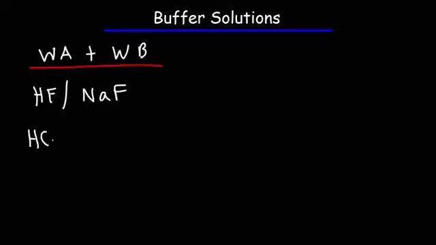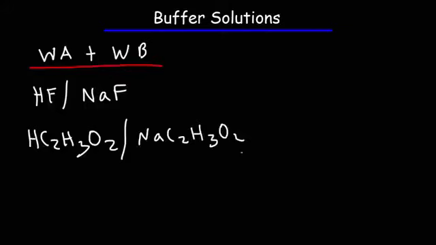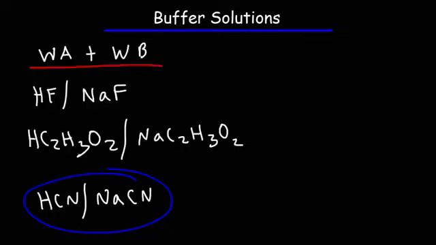Another example will be acetic acid, which is a weak acid. The conjugate weak base of acetic acid is acetate, C2H3O2-. And we'll pair it up with a sodium ion. So sodium acetate will be the weak base. These two combine, they create a buffer solution. Or let's say if we have hydrocyanic acid, HCN, with its conjugate weak base, sodium cyanide, this too will create a buffer solution. So a buffer solution is composed of a weak acid and the conjugate weak base.